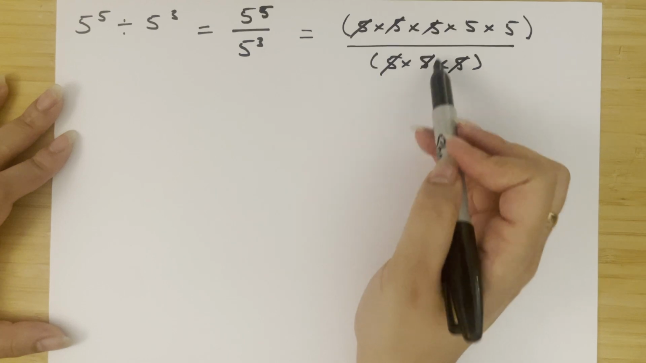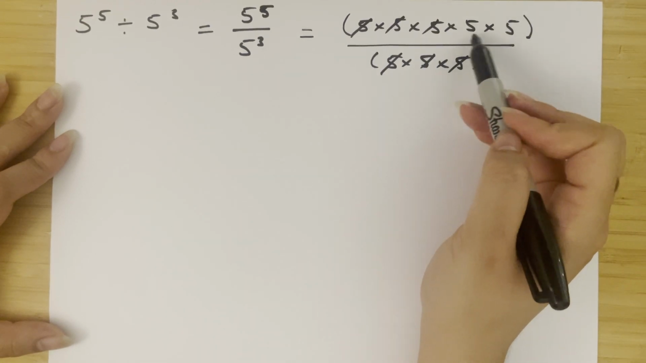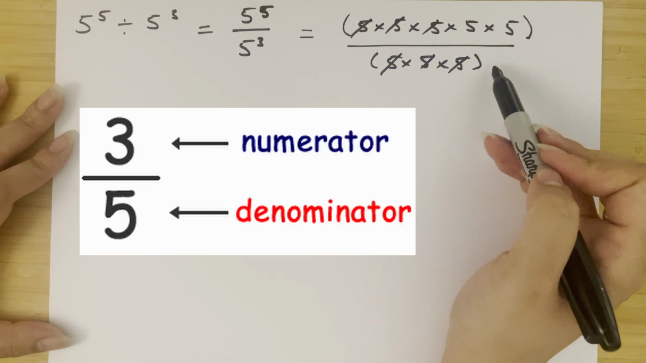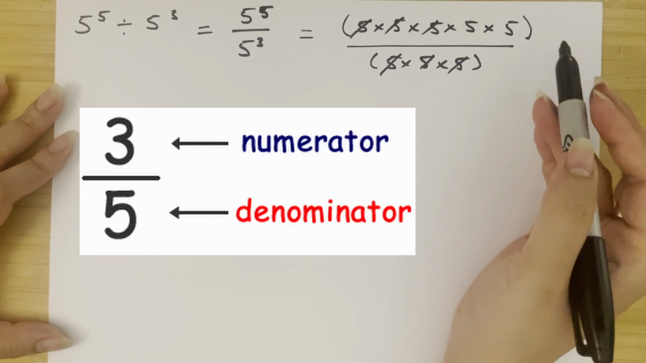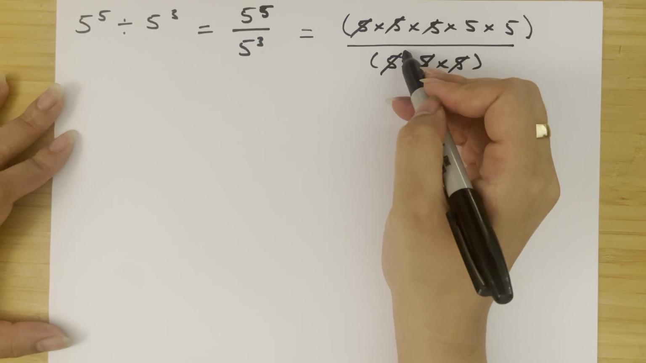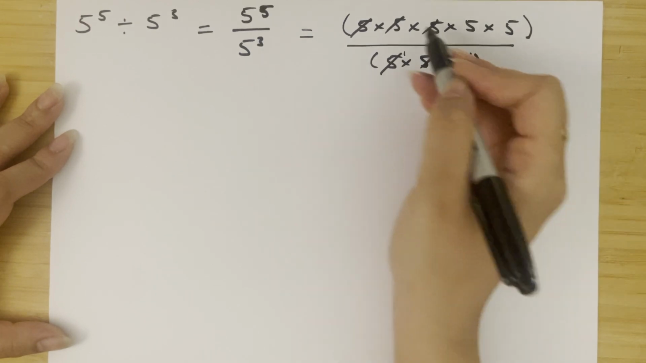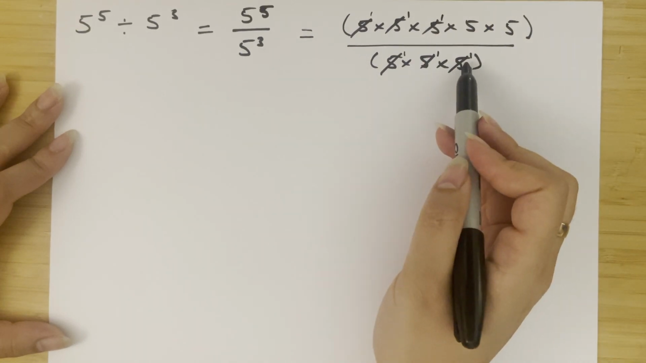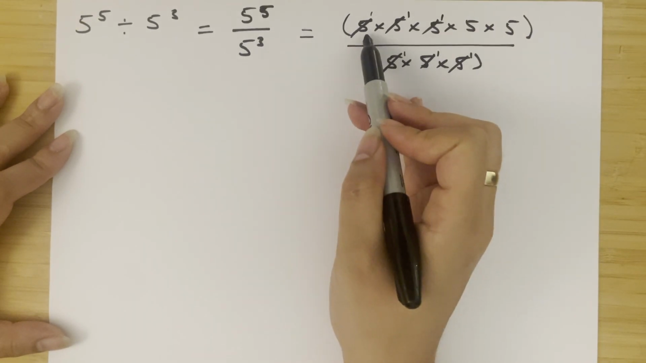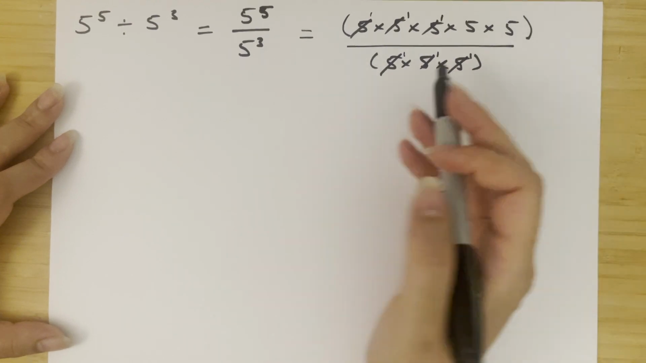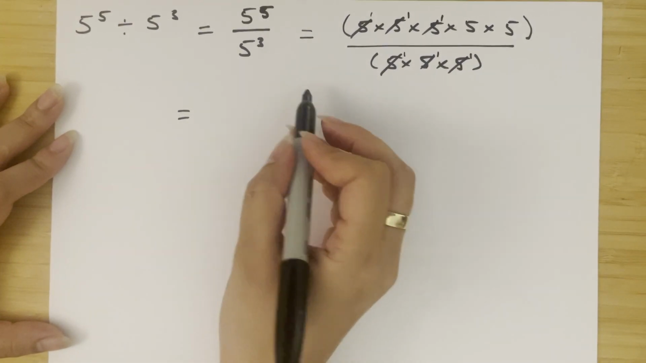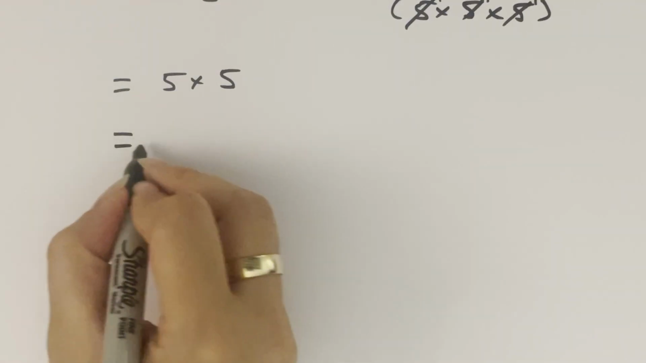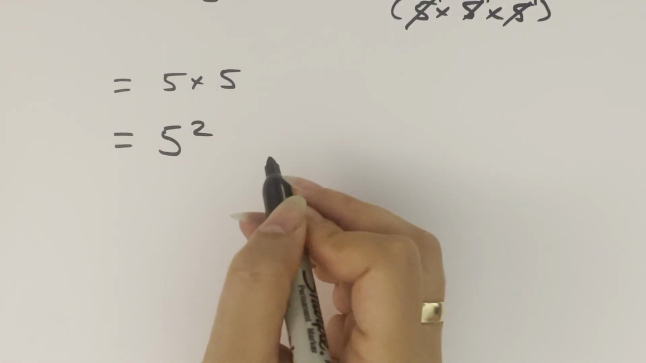So I've crossed out 3 from the top and 3 from the bottom. I can't cancel out any more 5s because I'll need more 5s in the denominator to cancel out more. So what I'm left with, when you cancel out, each one becomes a 1. So on the denominator you have divide by 1, on the top 1 times by 1 times by 1 times by 5 times by 5. What you've left over is 5 times by 5, and that's equal to 5 to the power of 2.